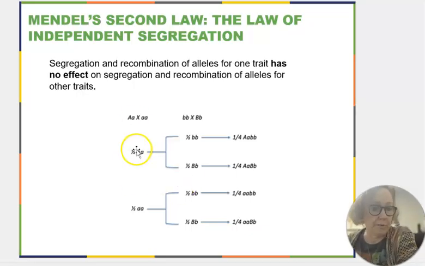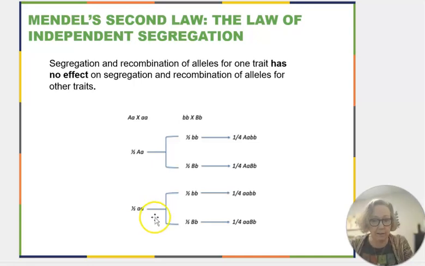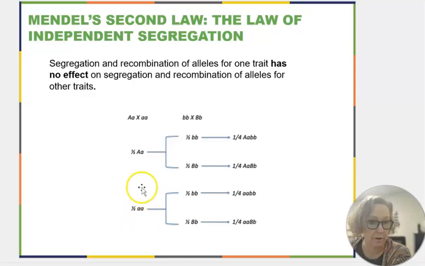So 1/2 will be big A, little a. 1/2 will be little a, little a. Do this Punnett square first. Okay, so we already know that. Now, of these guys, do another Punnett square here. Just look at this Punnett square. Don't worry about that anymore. We already did that one. Make a Punnett square here. 1/2 will be little b, 1/2 will be big B, little b.